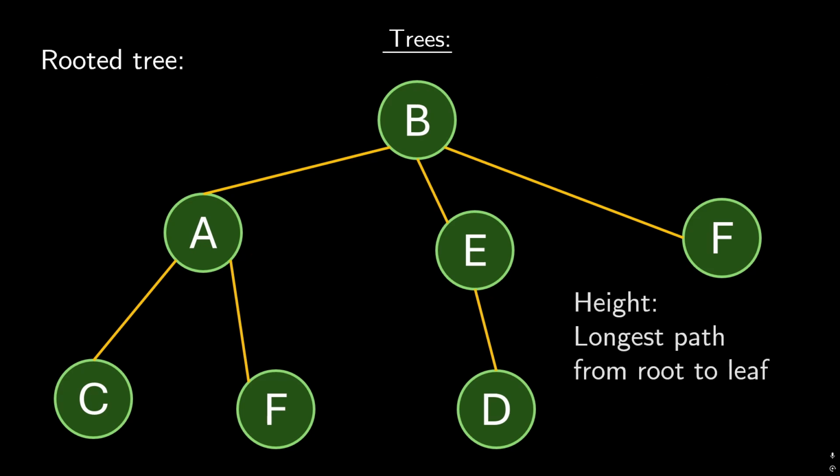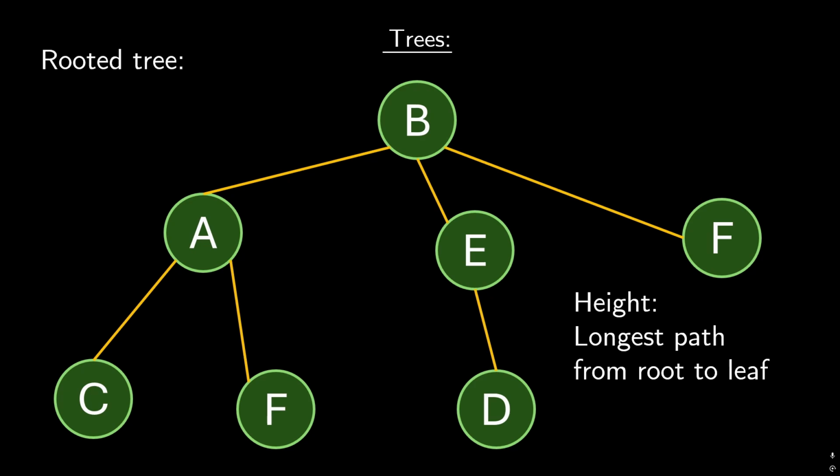Okay, so a few more things to cover. What about the height of a tree? Again, I really hope all of this terminology is very intuitive. So what about the height of a tree? Well, the height of a tree, mathematically speaking, is just the longest path from a root to a leaf.